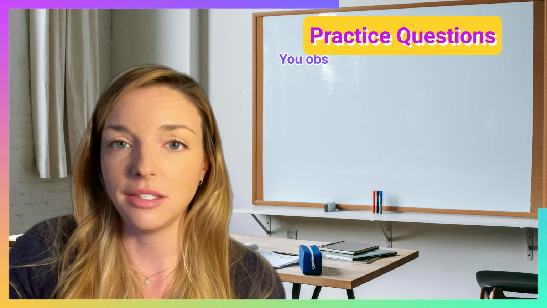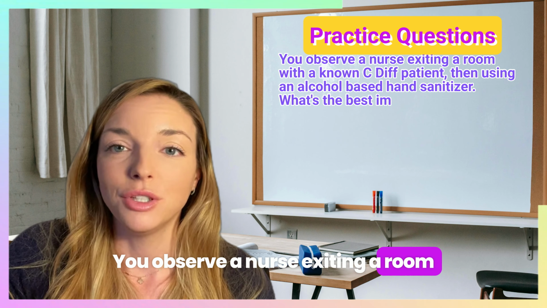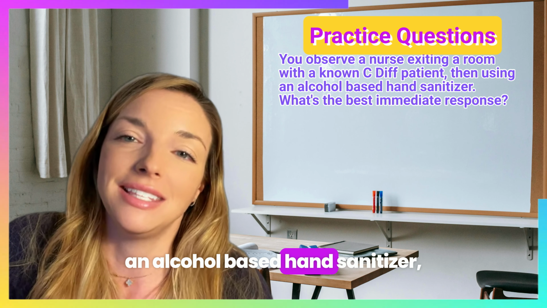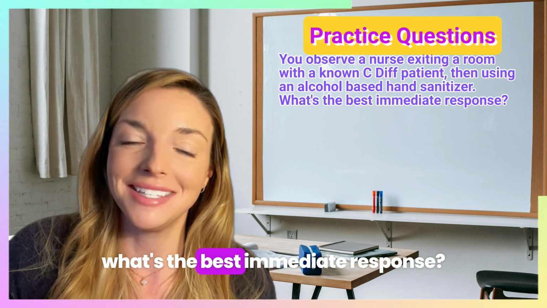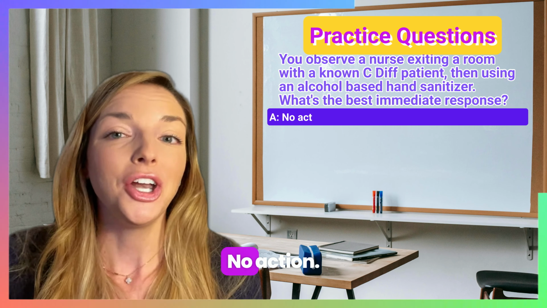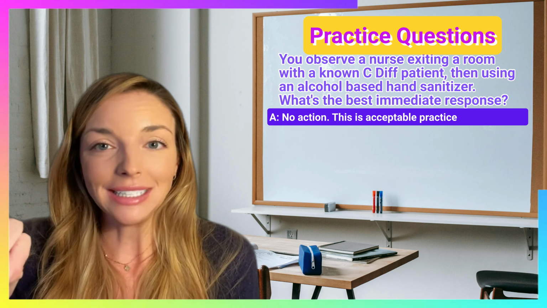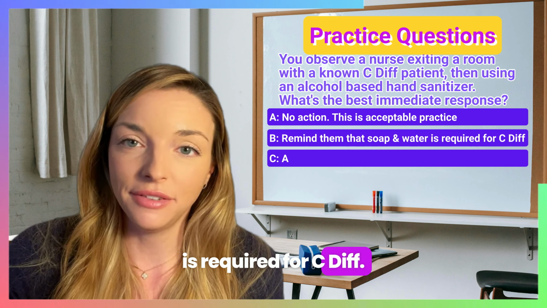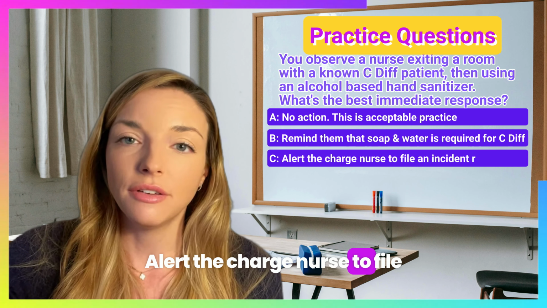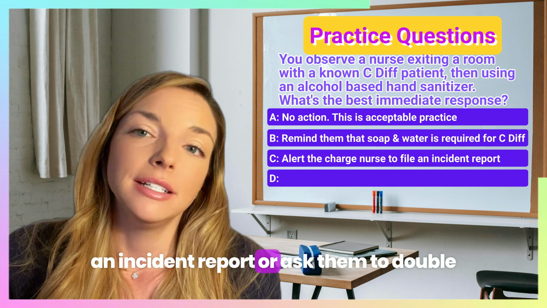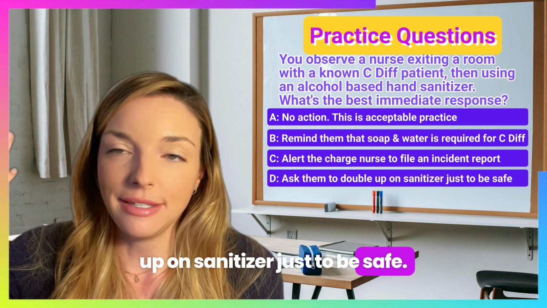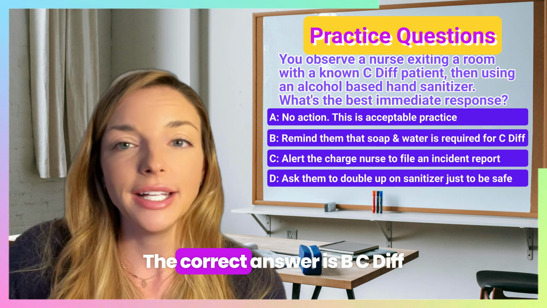You observe a nurse exiting a room with a known C. diff patient, then using an alcohol-based hand sanitizer. What's the best immediate response? A, no action, this is acceptable practice. B, remind them that soap and water is required for C. diff. C, alert the charge nurse to file an incident report. Or D, ask them to double up on sanitizer just to be safe. The correct answer is B.